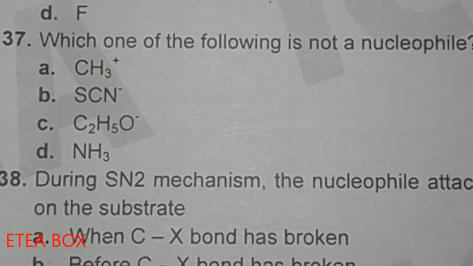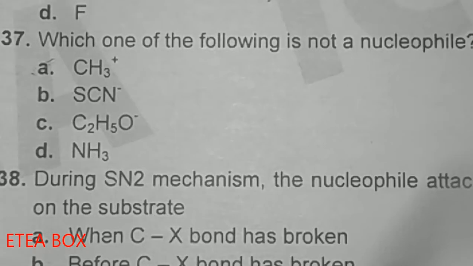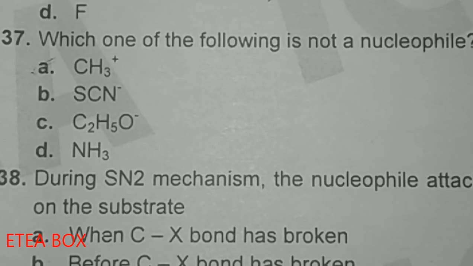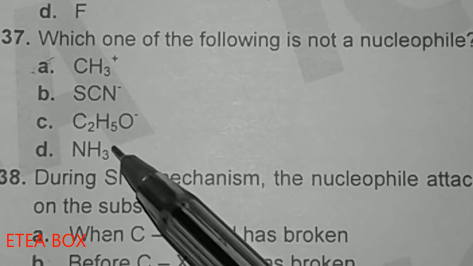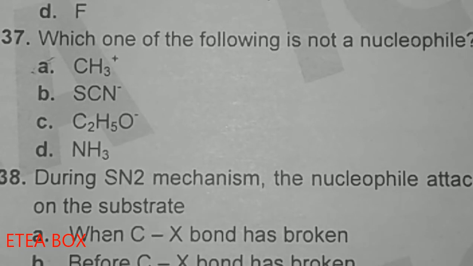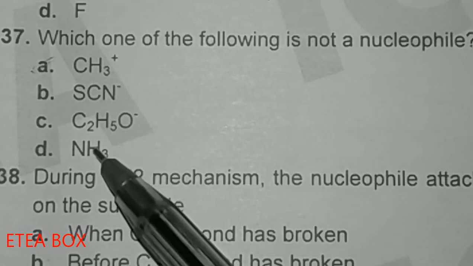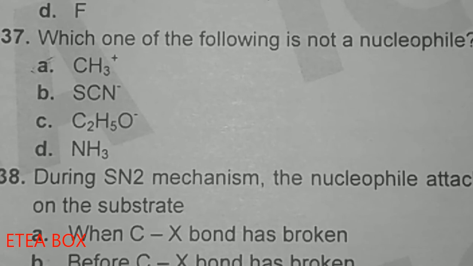Which one of the following is not a nucleophile? Now look here, this option A is the electrophile, because it is in search of negative charge. And look, NH3 is also a nucleophile because it has a lone pair of electrons and it can donate this lone pair to other positive charge species. That's why it acts as a nucleophile.